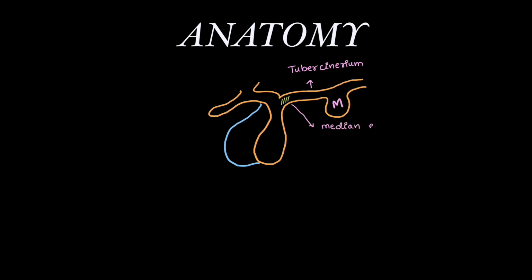Moving on to the anatomy, the part labeled M is the mammillary body and this is the tuber cinereum. This part is called as the median eminence and the stalk of the pituitary is called as infundibulum. Anterior part of the pituitary is called as adenohypophysis and the posterior part of the pituitary is neurohypophysis.